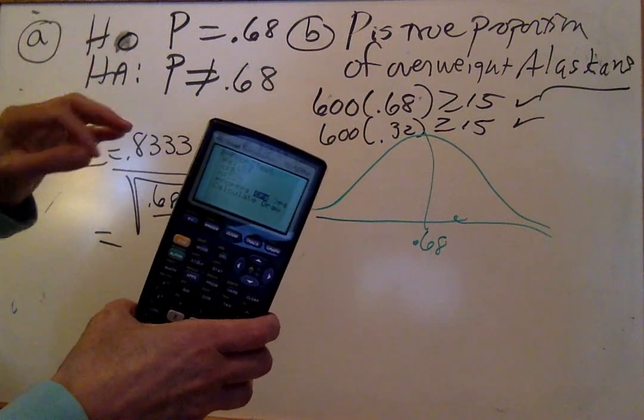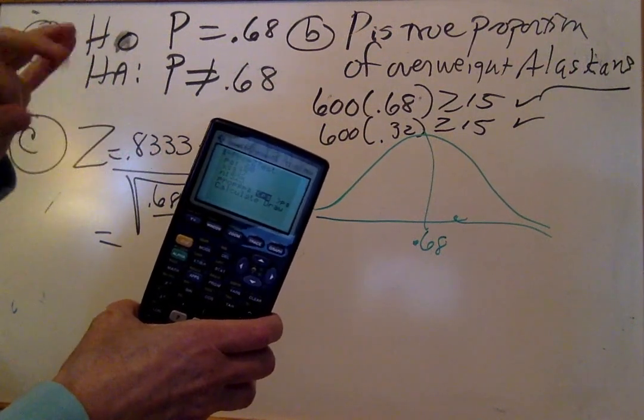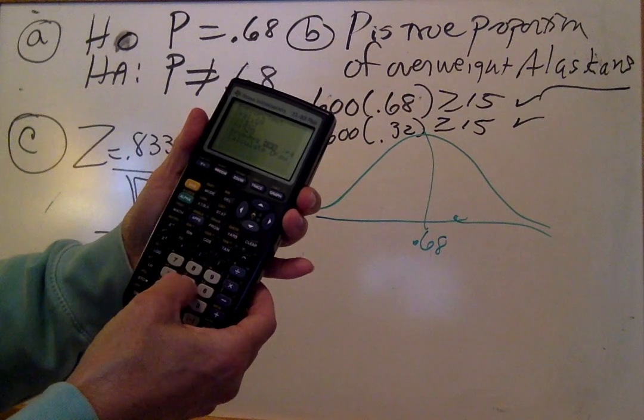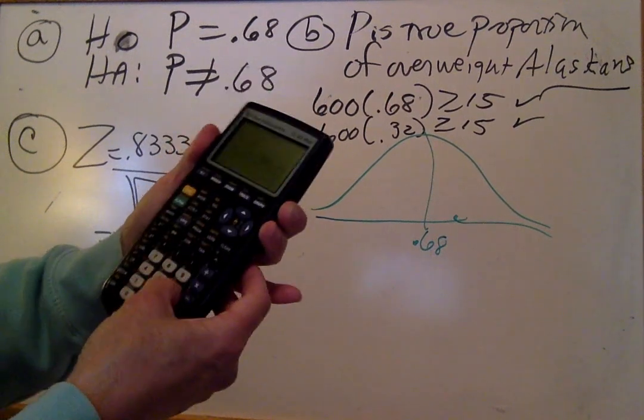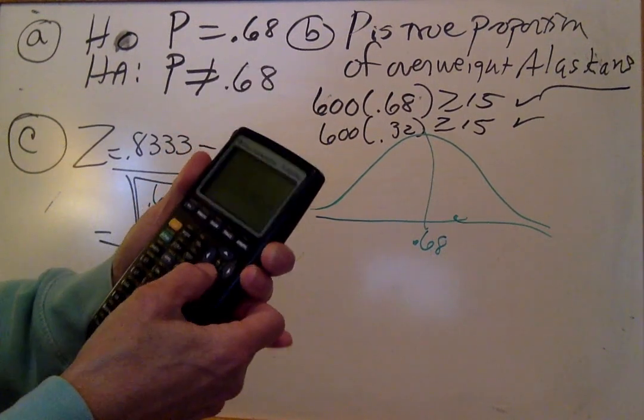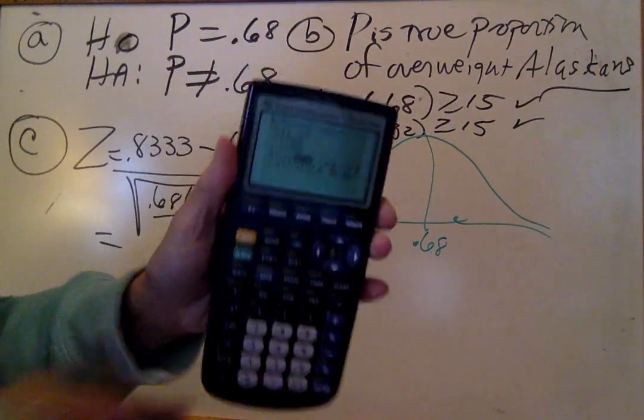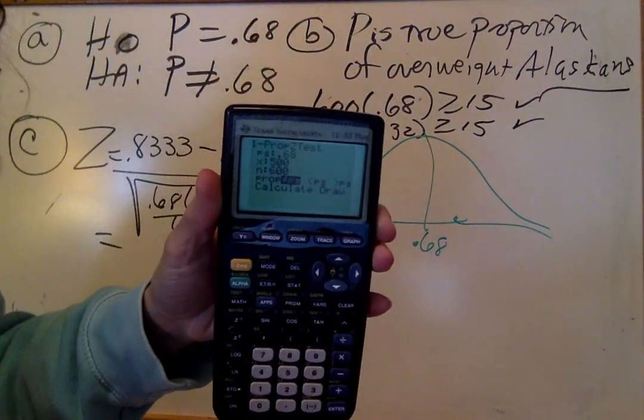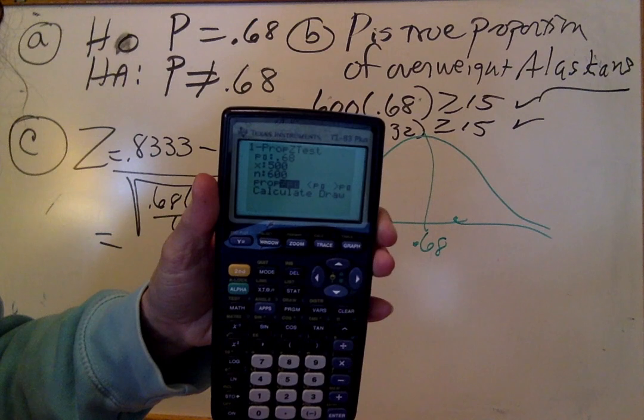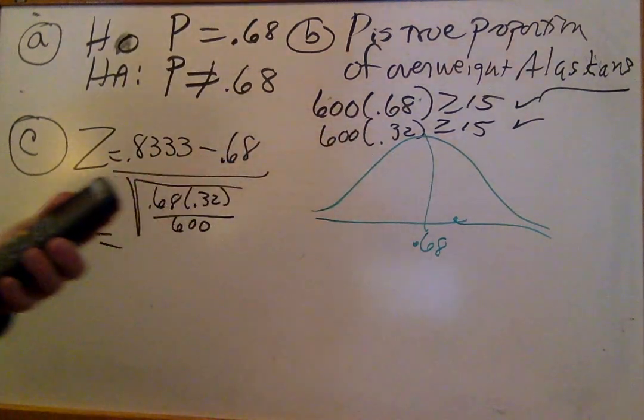I like that this one gave it to me in fraction form. It said 500 out of 600. So your x is 500. Your n is 600. This is a not equals. I'm trying to get this in the light for you. Make sure you select the not equal button. Then hit calculate.